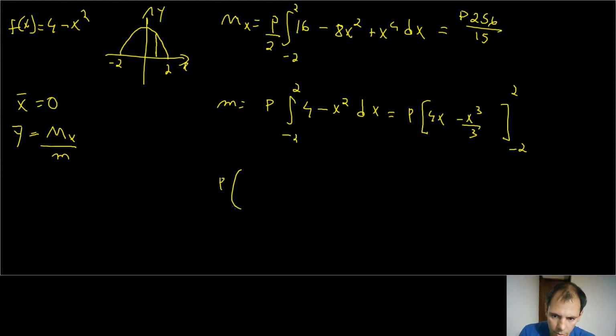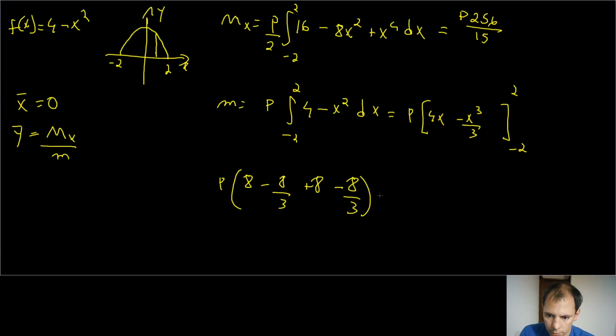So substituting is going to be 8, okay, 8 minus 8 thirds. And then you have minus 8 here, plus the minus 8 plus 8. And here you're going to have minus 8 thirds with this minus plus 8 thirds, but because there's a minus, it'll be minus 8 thirds. Minus 8 thirds. All right, this is going to be the mass.